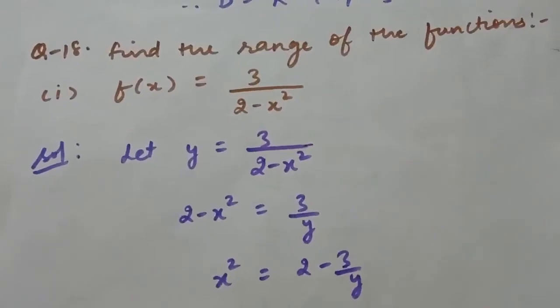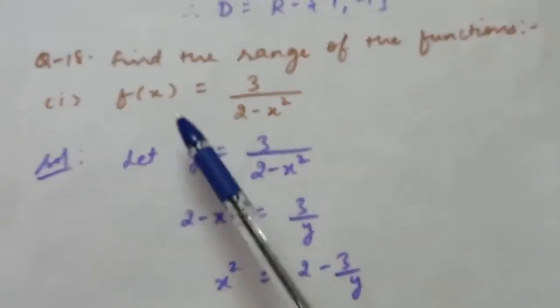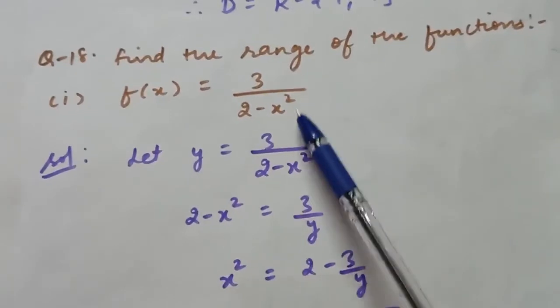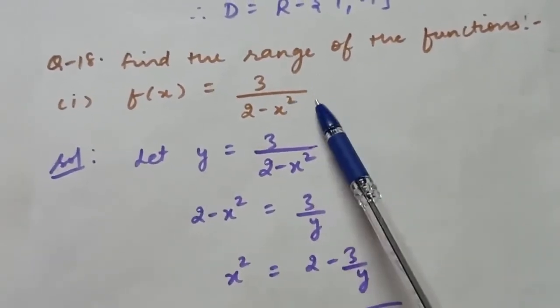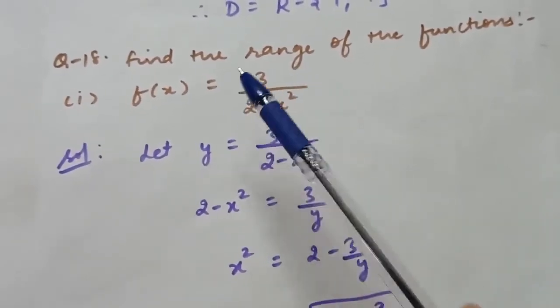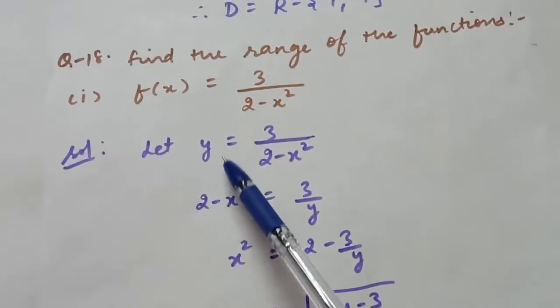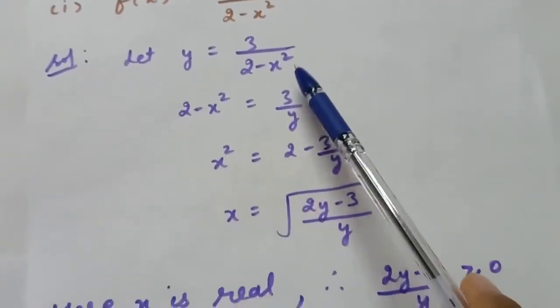Now question number 18. Find the range of the functions. First is f(x) is equal to 3 upon 2 minus x square. We have to find the range of the function. So to find the range, let f(x) be y. So let y is equal to 3 upon 2 minus x square.